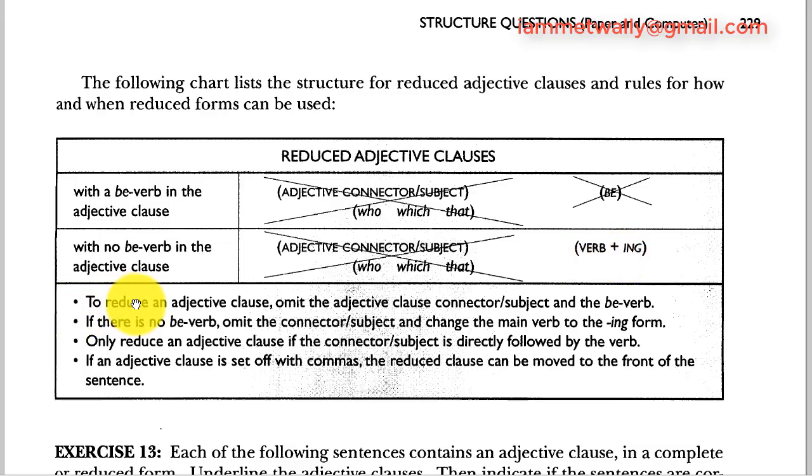Some notes here. To reduce an adjective clause, omit the adjective clause connector, subject, and verb to be. If there is no verb to be, omit the connector, or the subject, and change the main verb to ing form. This is the second one. Only reduce an adjective clause if the connector subject is directly followed by the verb. That means if the connector is the subject. This is the only case. If an adjective clause is set up with commas, the reduced clause can be moved in front of the sentence only in the case of commas, and it should be reduced before it is moved.